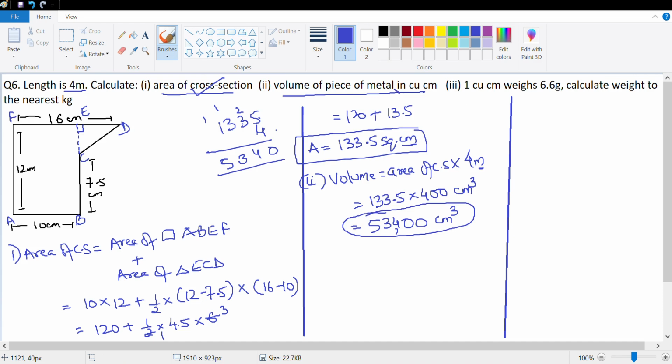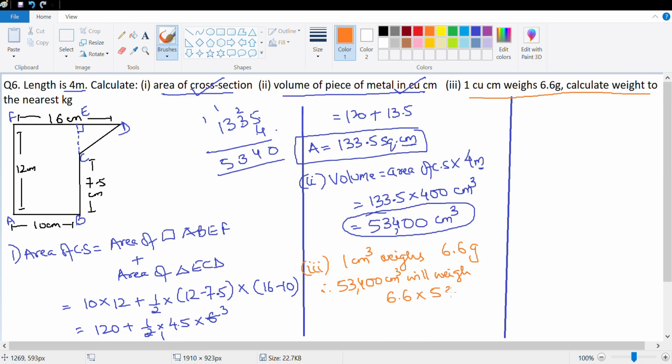Let's look at the third part of the question. Third part of the question says 1 cubic centimeter weighs this much. Find the weight that it will have. Okay. So again, unitary method, 1 centimeter cube weighs 6.6 gram. Therefore, 53,400 centimeter cube will weigh, we just need to multiply 6.6 into 53,400 grams. Let's multiply, that's 534 multiplied with 66.